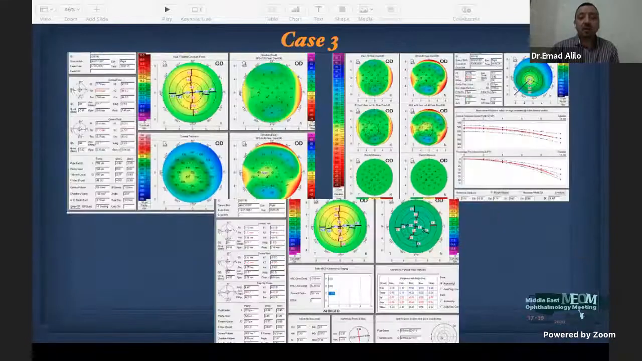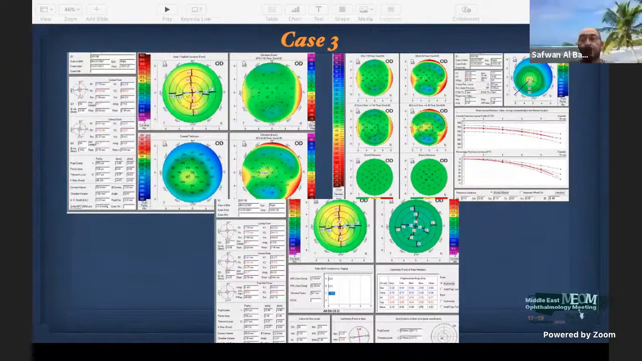So if we look at this cornea, Dr. Safwan, what do you think about it? This is your Belin Ambrosio, and everything is here. Yes, I asked you that because I know I'm using it, and I need you to highlight that because it's very important. The Belin Ambrosio here is normal, and then I need to show you how the BAD shows, or how the Corvis shows. Yes, that's why I presented this case also.